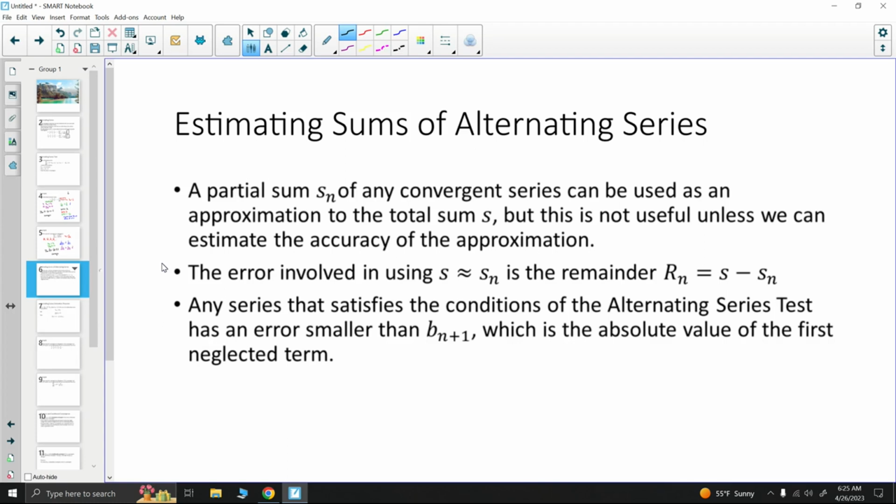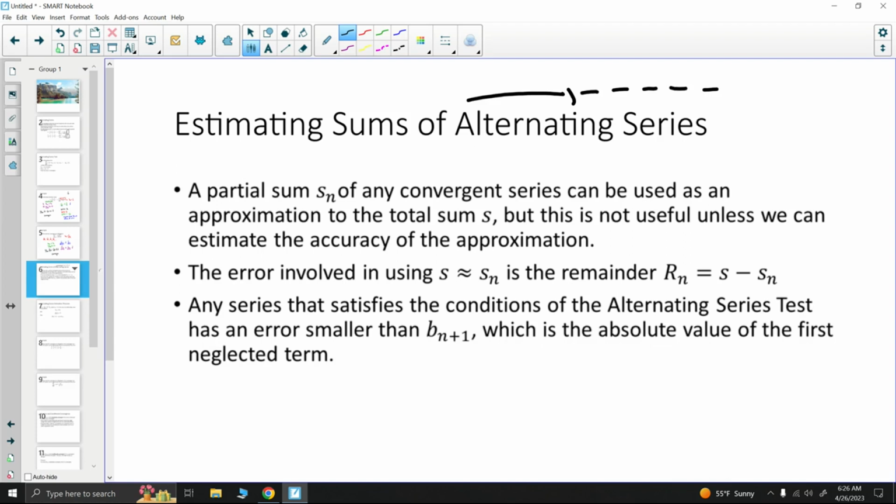So the error involved with using our infinite series being approximately equal to our partial sum is the remainder, as we know, r sub n, which would be equal to the infinite sum minus the partial sum. So it's kind of the rest of it. So if we add the first 10 things, then 11, 12, 13, 14, all the way to infinity is kind of what's going on for the rest.